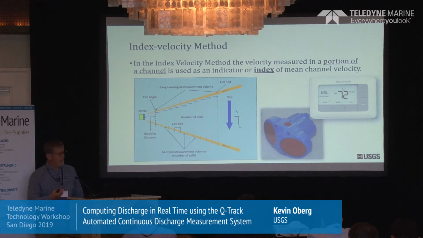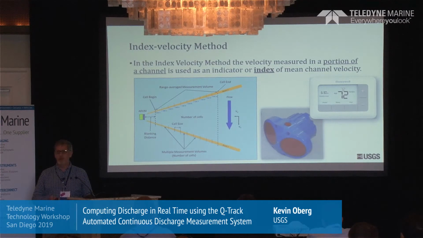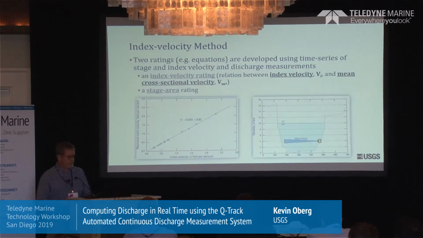So the index velocity method is one in which we measure velocity in some portion of a river, and we use that as an index of the mean channel velocity. It's much like a thermostat in your house. Most of us have one thermostat in our homes, but we use that thermostat to regulate the temperature throughout the whole house. It's the same idea.